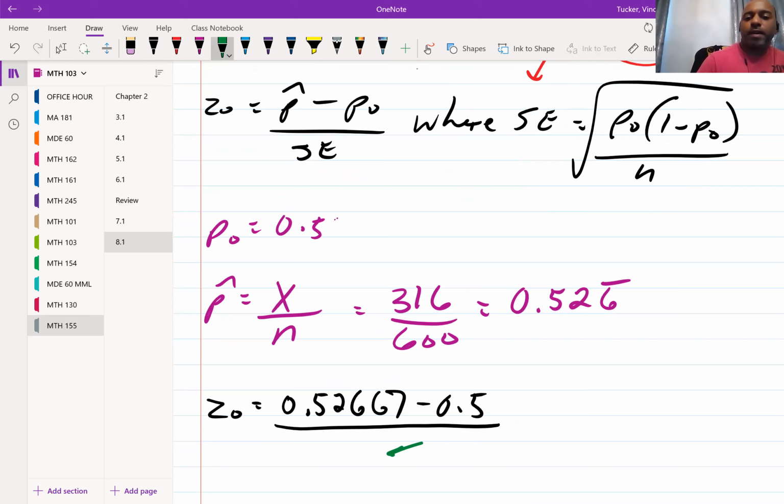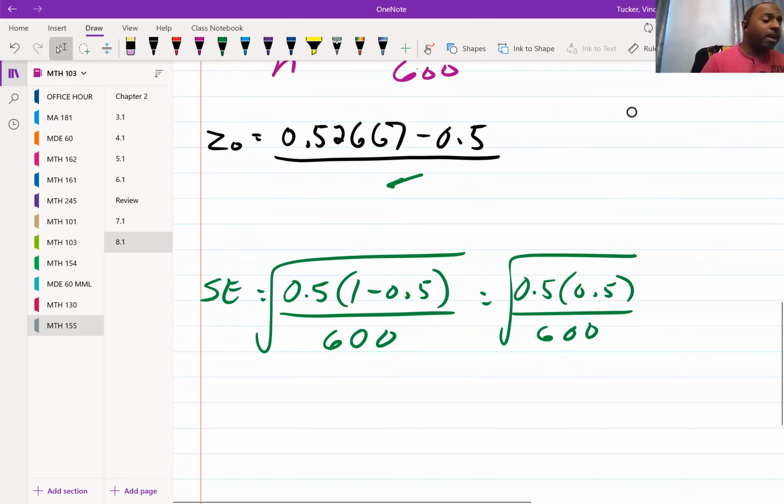But P naught is 0.5. So 1 minus 0.5 is still 0.5. Normally, of course, that's not the case. 0.5 times 0.5, you will have something else. So let's say if it's 0.75, then 1 minus 0.75 would be 0.25. So just make sure you hold true to what the formula is asking of you. That's all.